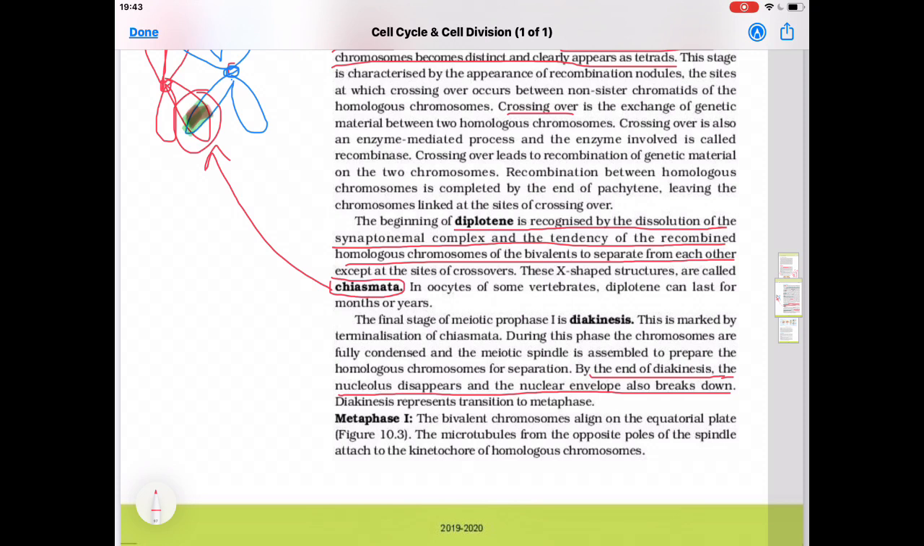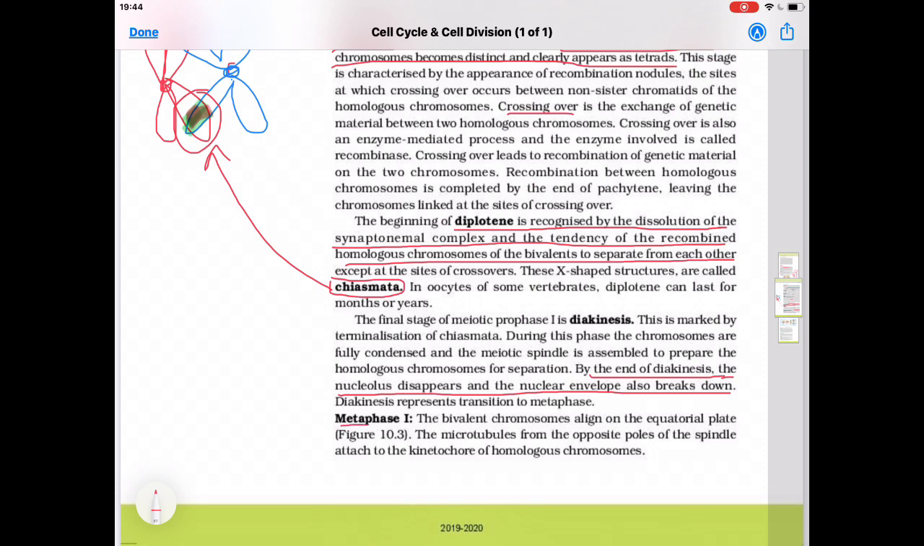After diakinesis, metaphase occurs. So in meiosis 1, first learn the five names. Leptotene: the main feature is condensation of chromosomes. In zygotene, synapsis occurs and the synaptonemal complex is formed. In pachytene, crossing over occurs. In diplotene, the X-shaped structure called chiasmata is formed. And in diakinesis, terminalization of the chiasmata occurs and formation of the spindle starts. The nucleolus disappears and the nuclear membrane also disappears.